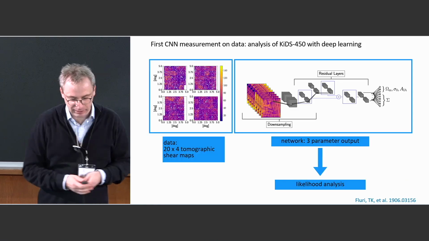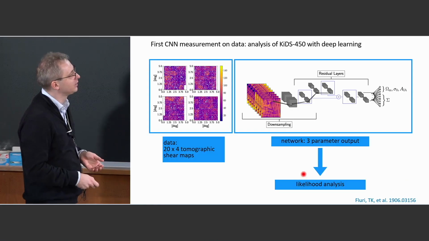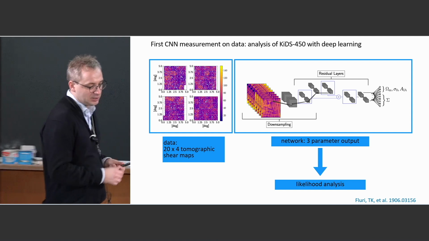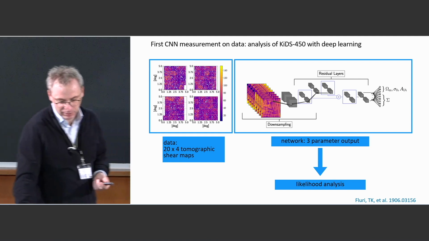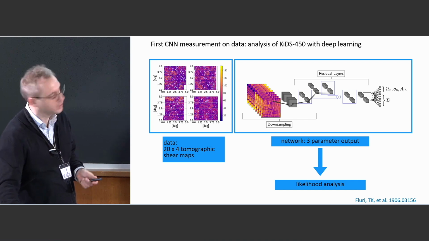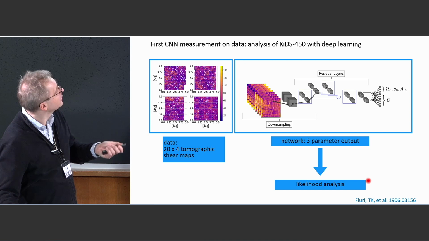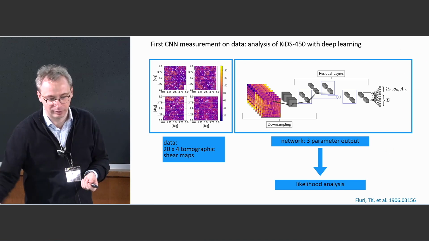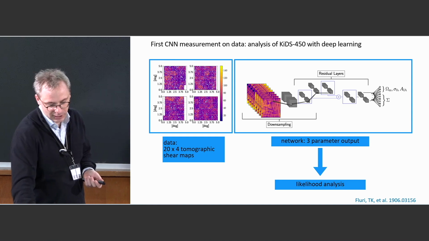Okay, and the first measurements, also made by Janis Fluri, on KiDS-450 data, tomographic and basic ResNets with follow-up likelihood analysis with 3 parameters. So I also mention this: always try to keep track of which parameters we're able to constrain.